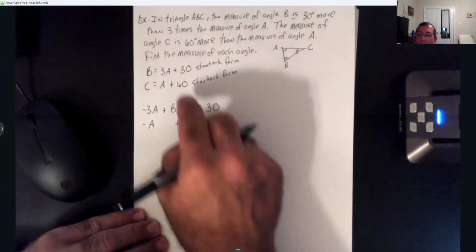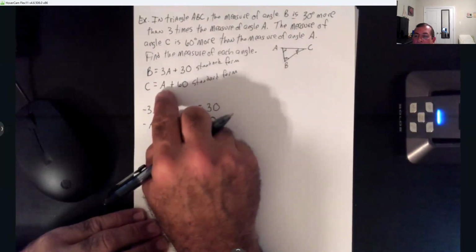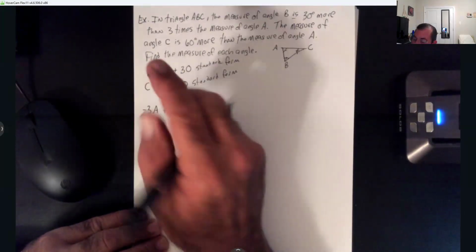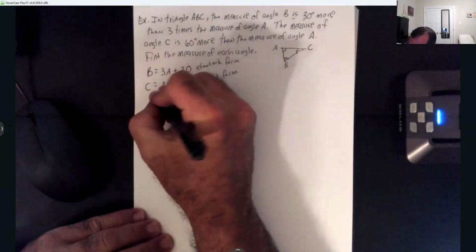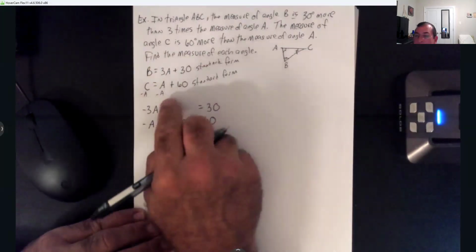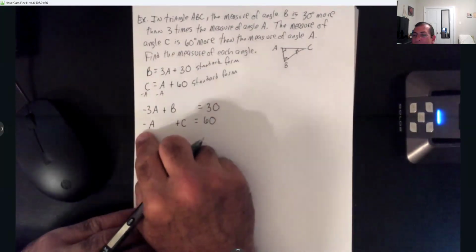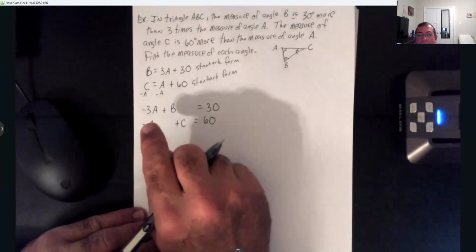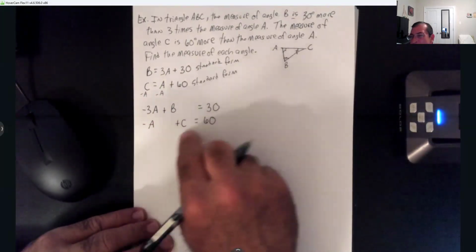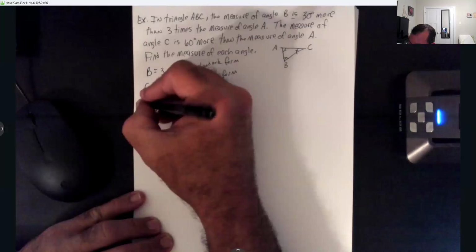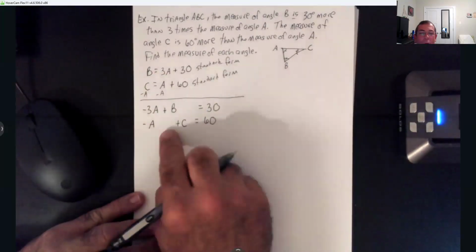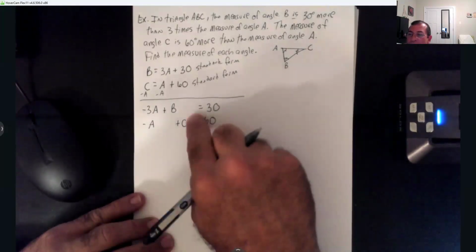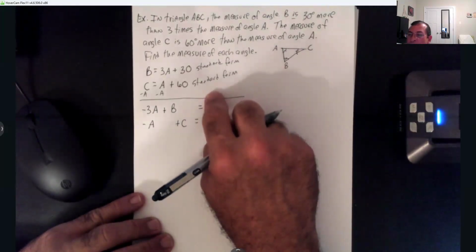So y'all just remember, if you want a shortcut, you just move stuff over and change its sign. But what I actually did, I come in and I was really subtracting A from both sides to get the negative A and then the C, okay? So y'all, look what's happening. I've only got 2 equations here. I need 3 equations to solve this system of equations.